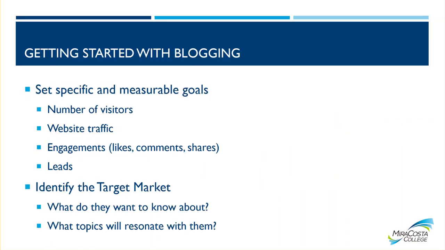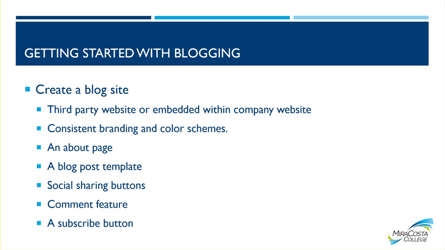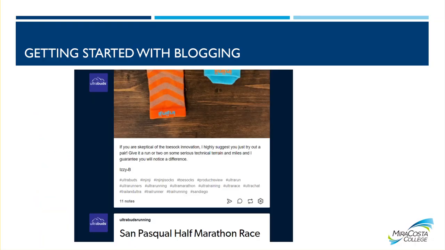So when you're getting started with a blog, you want to set specific and measurable goals, such as the number of visitors, website traffic, engagements like comments and shares, and leads. You want to identify the target market. What do they want to know about? What topics would resonate with them? When you create a blog site, this is a third-party website or embedded within a company website. So consistent branding, color schemes, an about page, a blog post template, social sharing buttons, comment feature, a subscribe button.